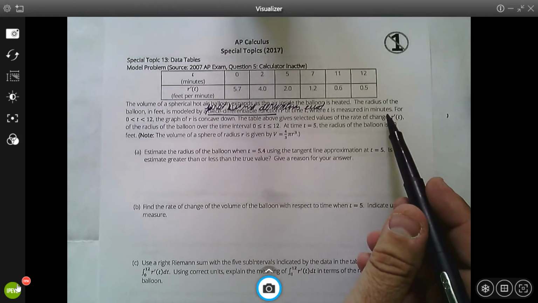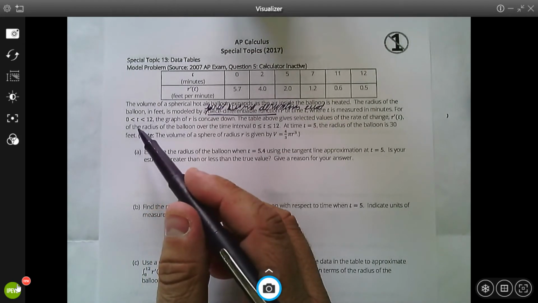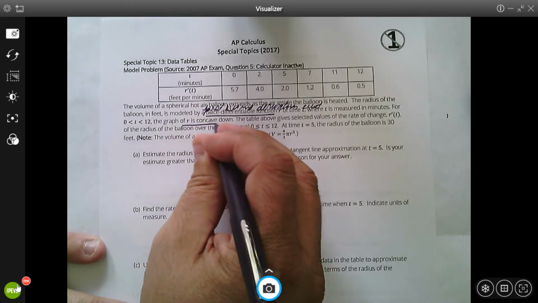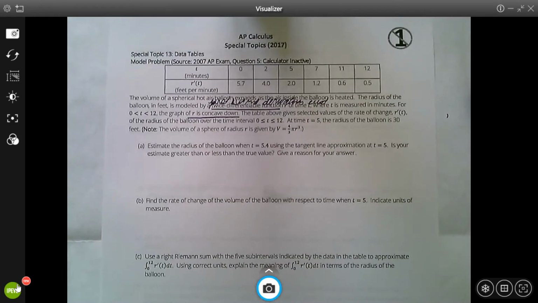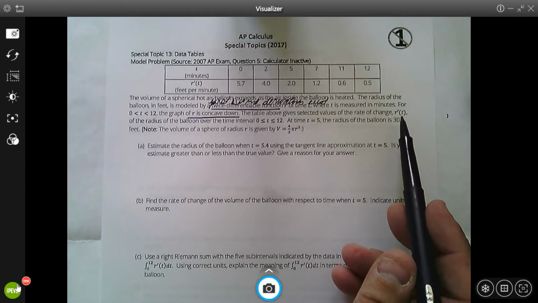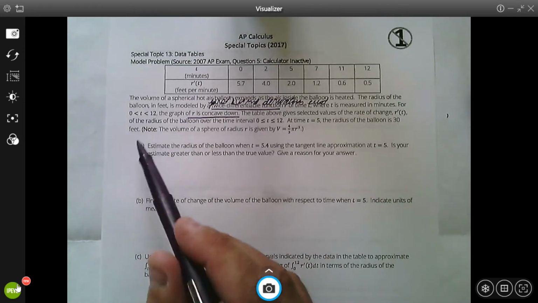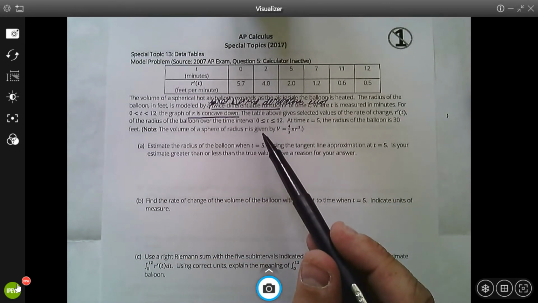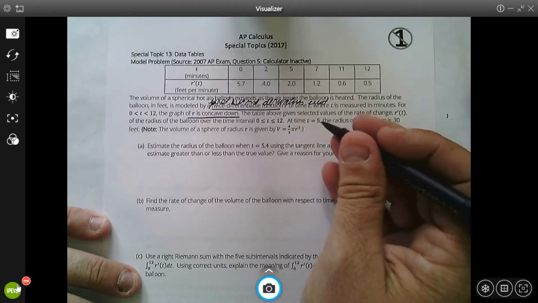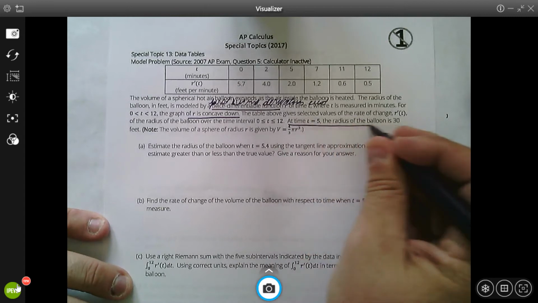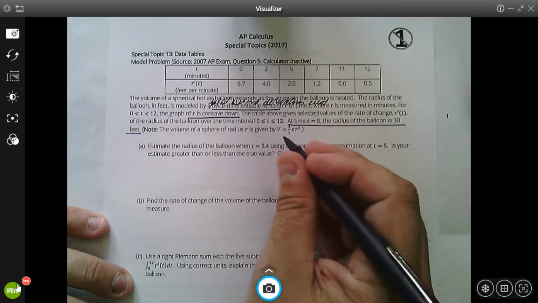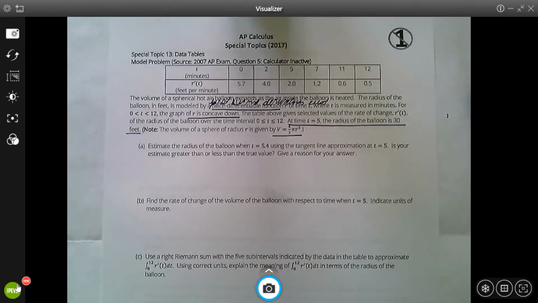t is measured in minutes. For the interval 0 less than t less than 12, the graph of r is concave down. Okay, more information coming our way. The table above gives selected values of the rate of change, r prime, of the radius of the balloon over the time interval 0 to 12. At time t equals 5, the radius of the balloon is 30 feet. Okay. Note the volume of a sphere of radius r is given by volume equals 4/3 pi r cubed.